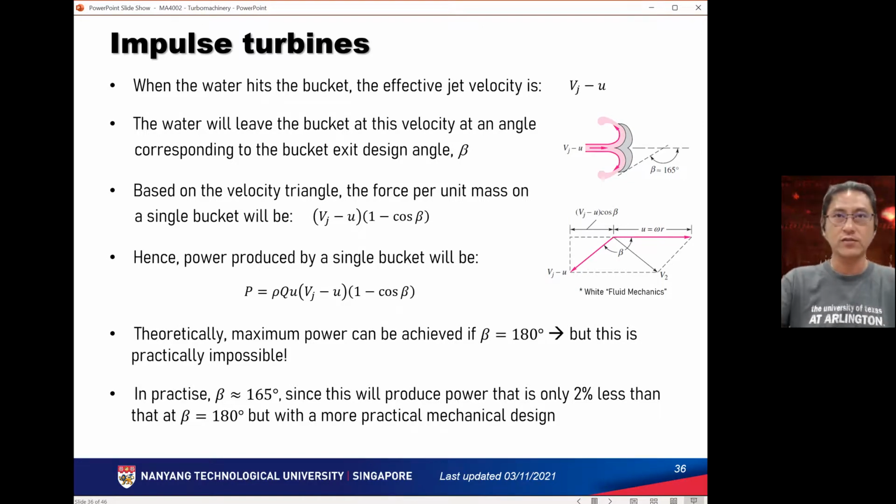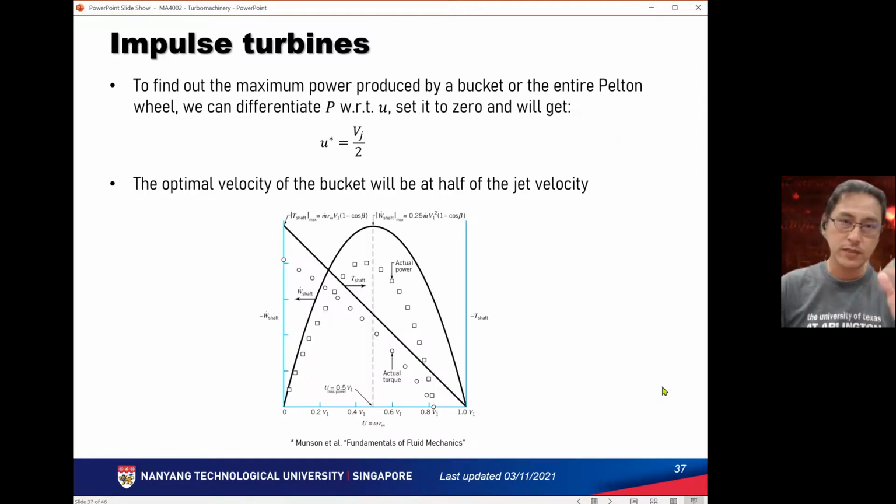In trying to achieve optimum power, you may end up disrupting the original jet stream that's hitting the bucket. So in practice, a compromise has to be struck, and through trial and error, a beta angle of 165 degrees works just as well, because this still produces relatively high power. In fact, it's only 2% less than what beta equals 180 degrees produces, but it avoids all the various pitfalls of using a beta equals 180 degrees design. So in some ways, it's a compromise.